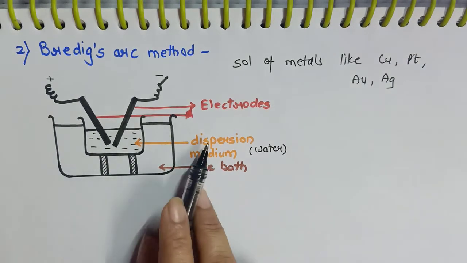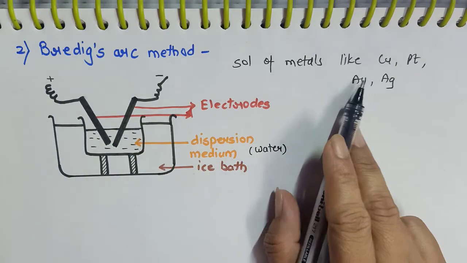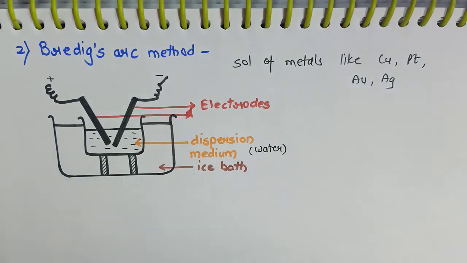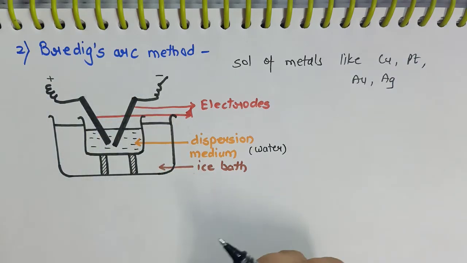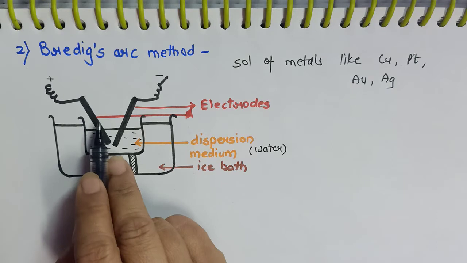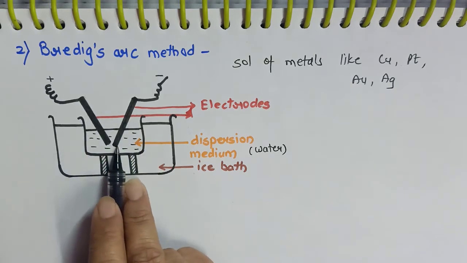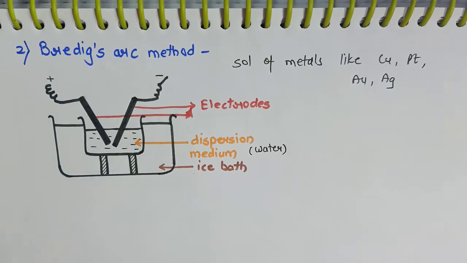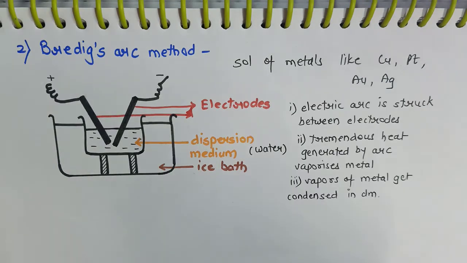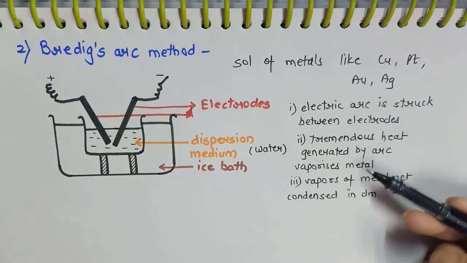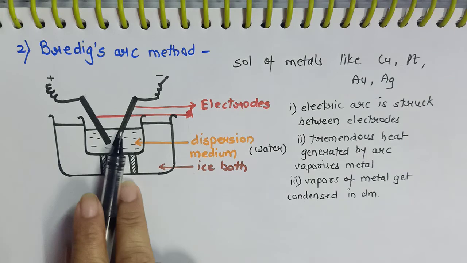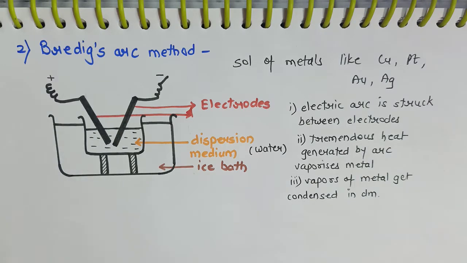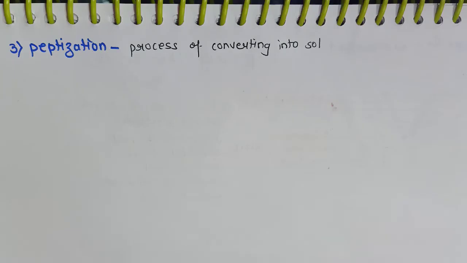Now what happens during the process? The electrodes are made up of the metal of which you want to make the sol. Now the electric arc is generated. Because of that, tremendous heat is produced. The metal vaporizes and gets condensed into this dispersion medium, resulting in the formation of a sol, and therefore we get the sol of a metal. So these are the steps involved in Bredig's Arc method. The ice bath will cool the solution as a lot of heat is generated during the process.